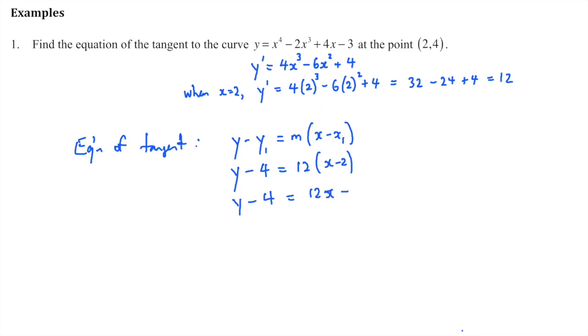Oops, need an x there. Take 24 plus 4 to both sides if I leave it in this form. And there is my answer for the equation of the tangent.